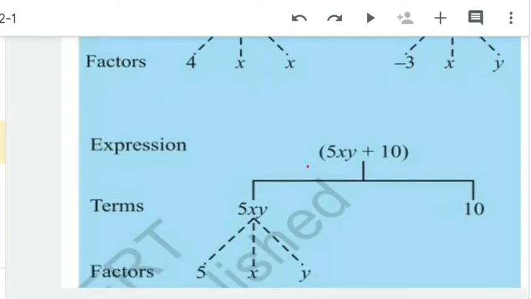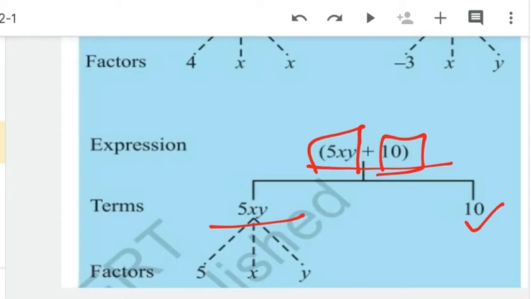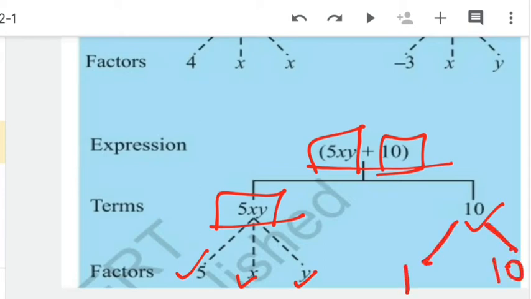The second example is 5xy plus 10. So here we have two terms. The first one is 5xy and the second one is 10. The factors of 5xy are 5, x and y, and the factors of 10 you can write as 1 into 10. Okay.